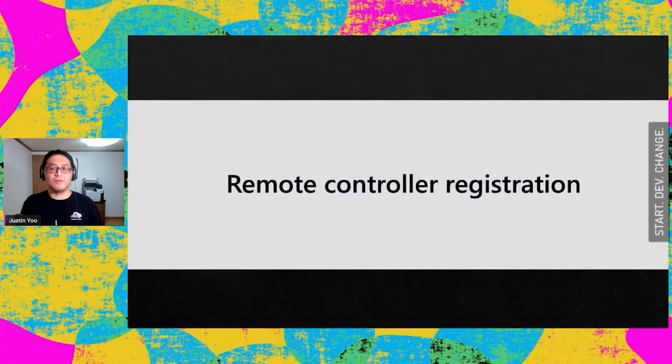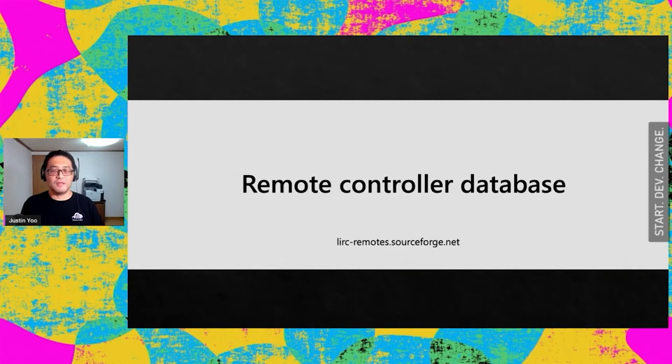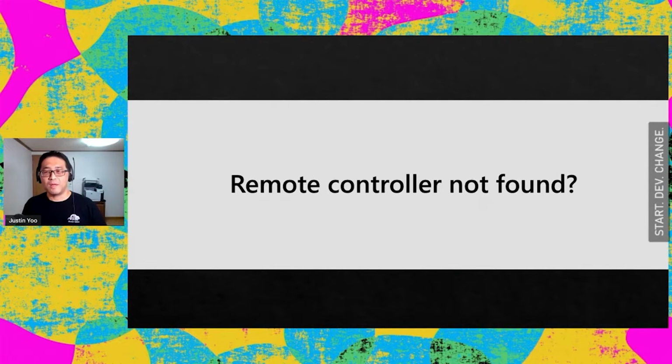To turn Raspberry Pi into a remote controller, first of all, we need to register my existing remote controller to Raspberry Pi. Fortunately, there is already a remote controller database, which is lirc-remote.sourceforge.net. If your remote controller has already been registered in that database, your life will be much easier. However, what if my remote controller doesn't exist in the database? Then I have to register mine by myself.